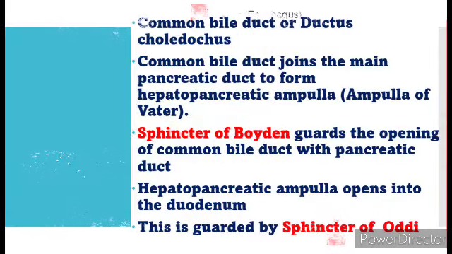This common bile duct is also known as ductus choledochus. This duct joins the main pancreatic duct. Pancreatic duct is from the pancreas, which carries the pancreatic juice. This common bile duct joins with the pancreatic duct to form the hepatopancreatic ampulla. This ampulla is also called ampulla of Vater.